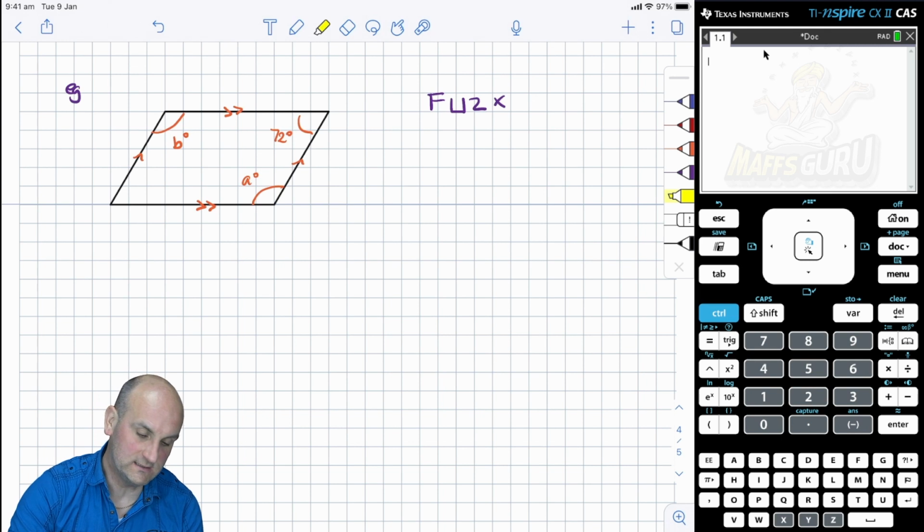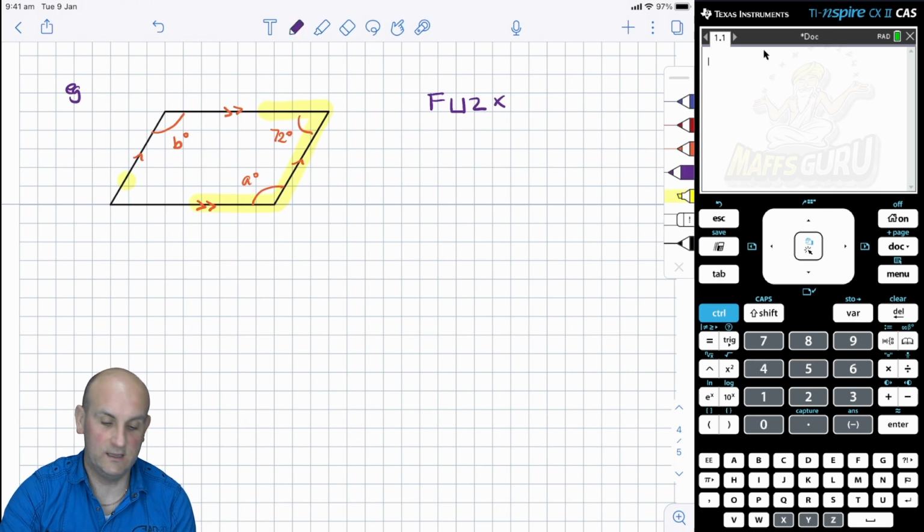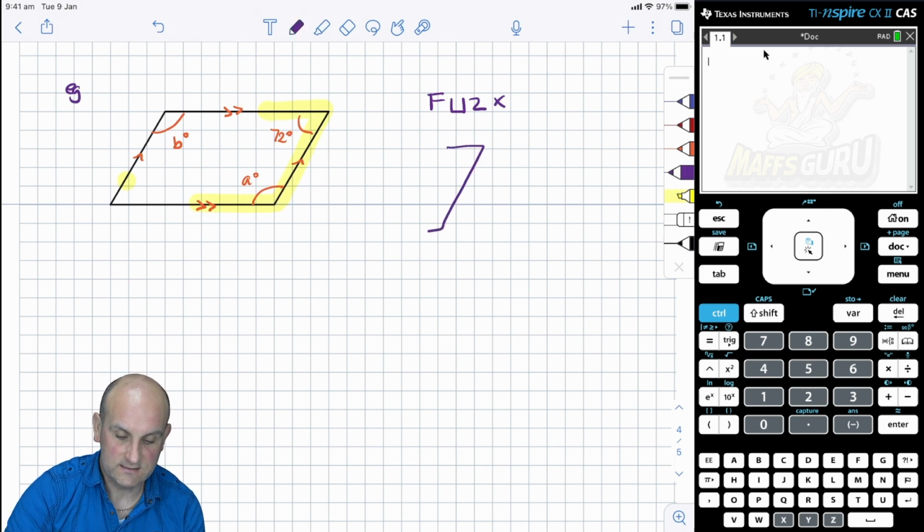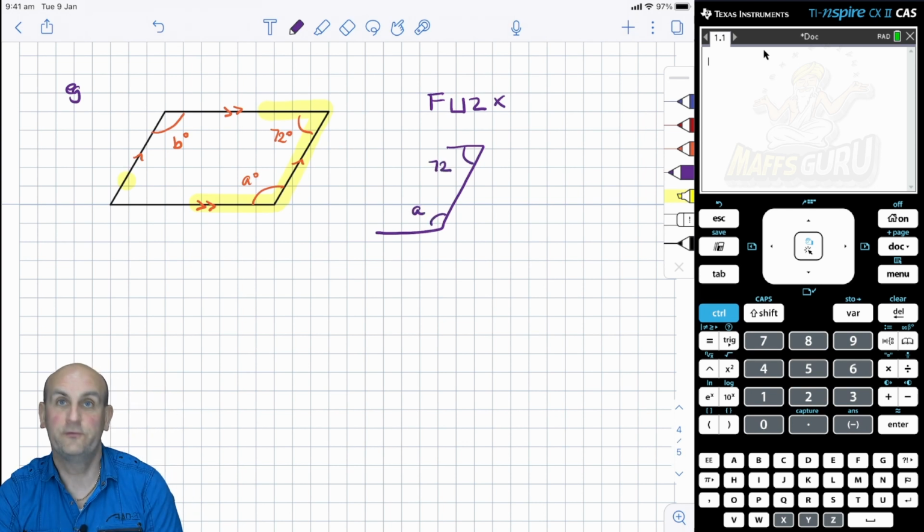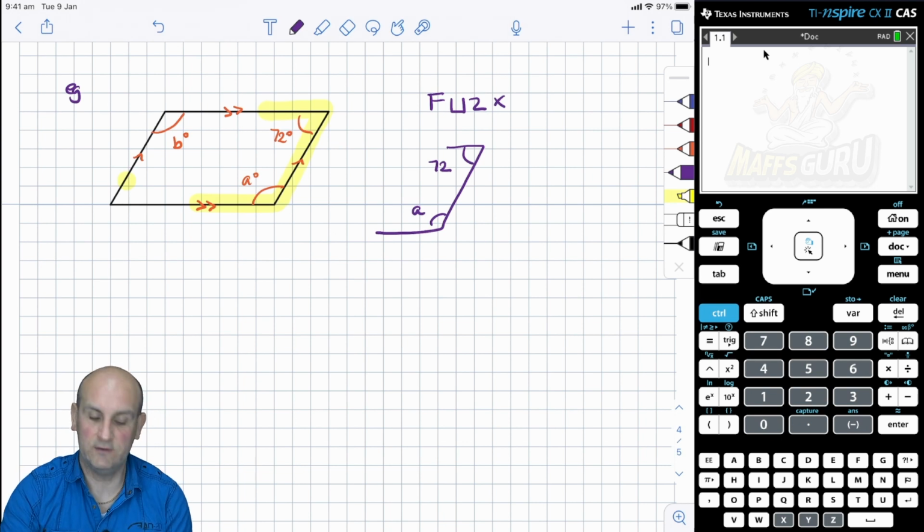And can you see which one it is? Well actually, I'm going to use this one here. It's the U rule, all right? So I'm going to use that U rule, which means that if I look at the angles just in that, that's 72 degrees, and that is angle A. So, they add to 180 degrees.